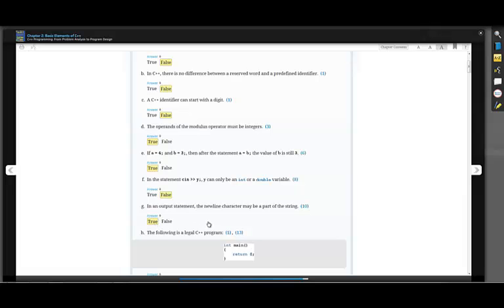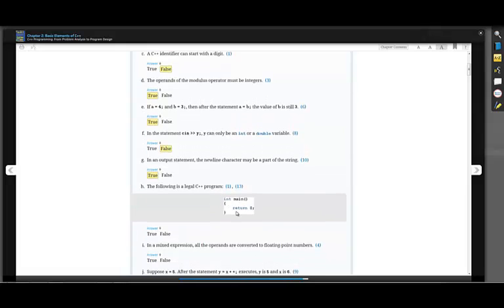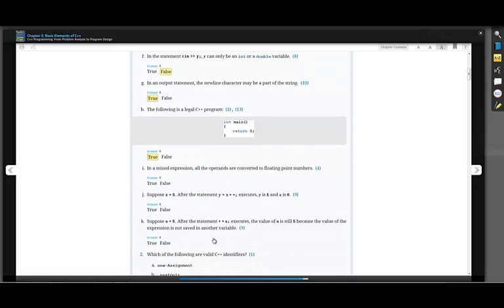Coming down to H: is the following a legal C++ statement? The way this is defined, yes it is. If you remember, this is part of your skeleton as well. Next: in a mixed expression, all the operands are converted to floating point. In a mixed expression, all the operands are converted. That's false.